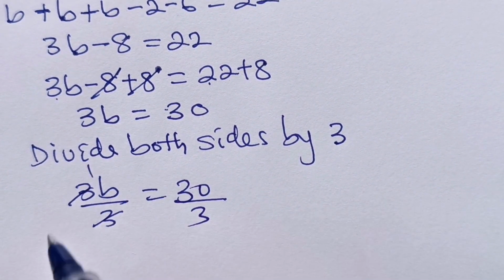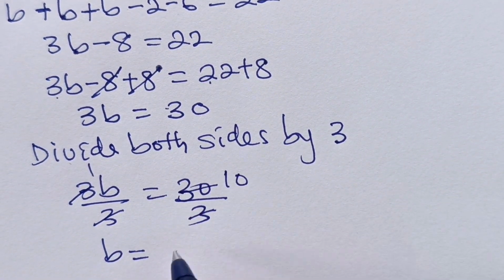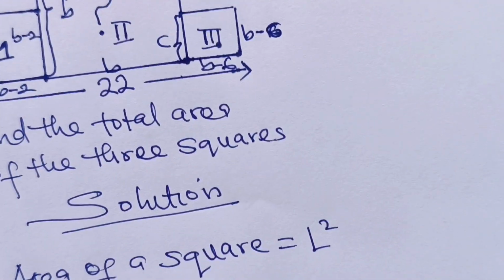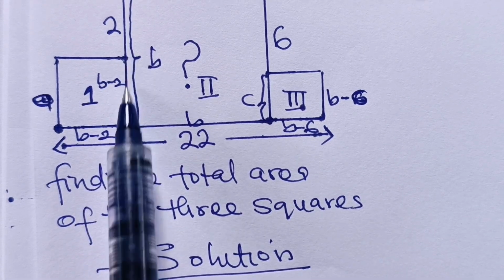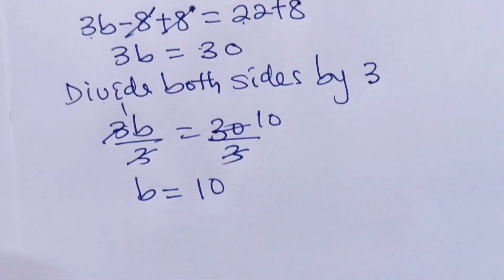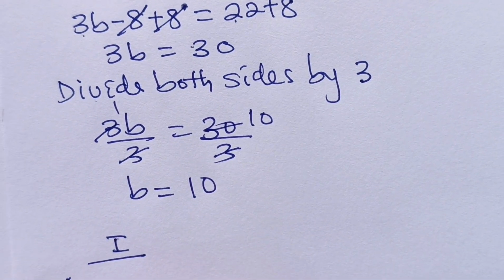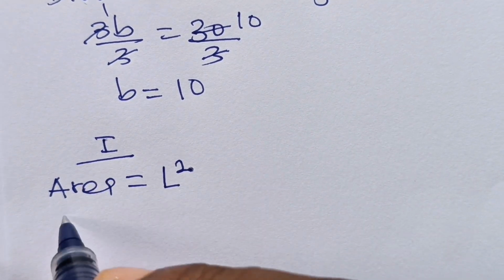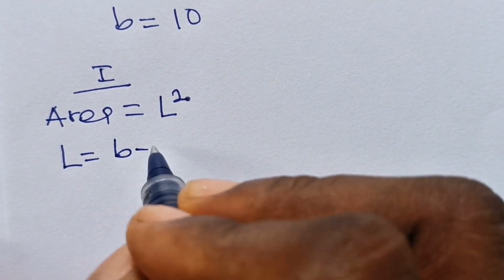Now 3 will divide itself to give us 1. 1 times B is B, is equal to 30 divided by 3, which gives us 10. So it means that B is equal to 10. Now remember that from our drawing, for the first square, the length is B minus 2. Now let's get the area of square 1. For square 1, remember that area is equal to length squared. The length of square 1 is B minus 2, right?